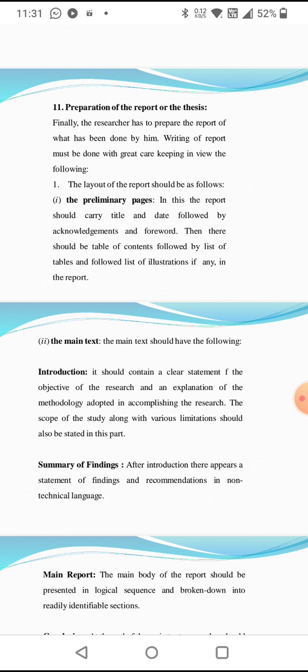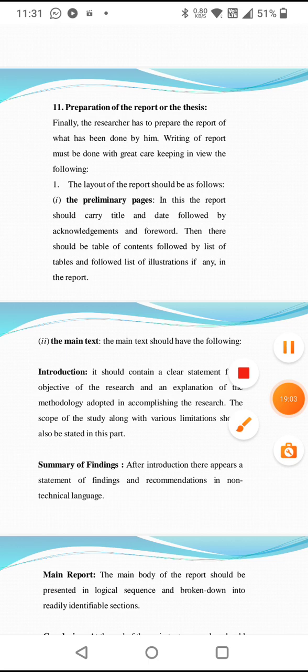Summary of findings: after the introduction, there would appear a statement of findings and recommendations in non-technical language. If the findings are extensive, they should be summarized as well. These are all the parts which come under the main text. Coming to the main report, the main body of the report should be presented in logical sequence and broken down into readily identifiable sections. And coming to the conclusion.